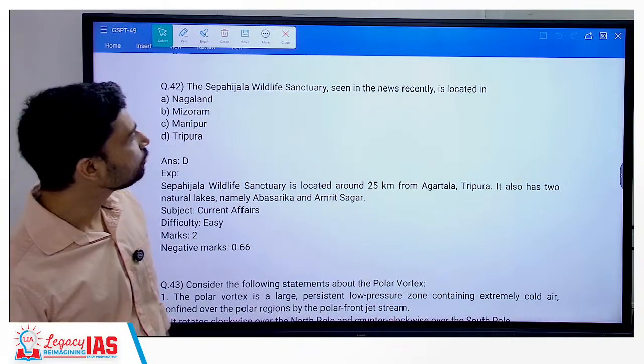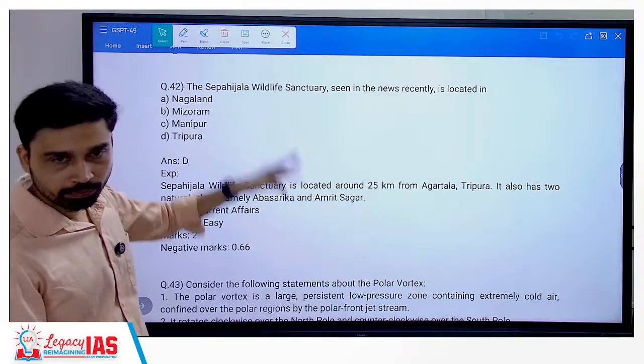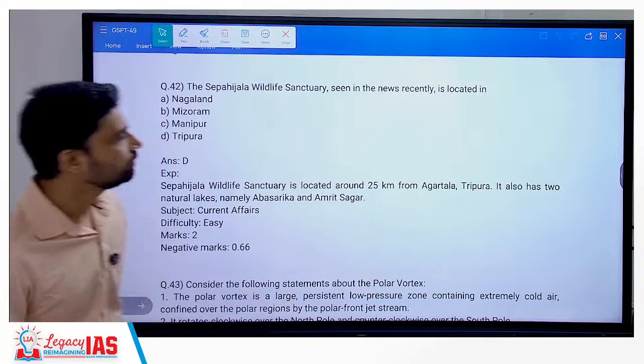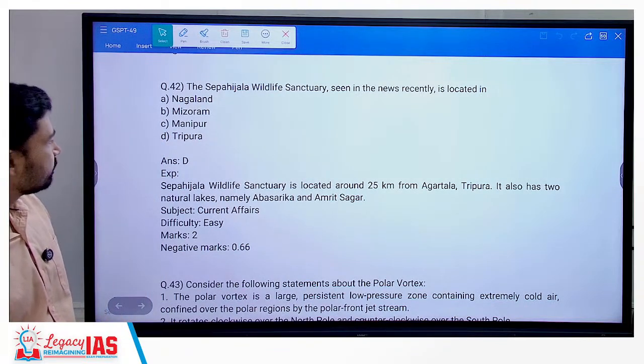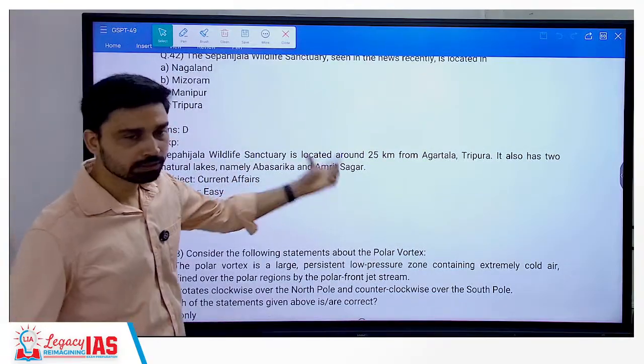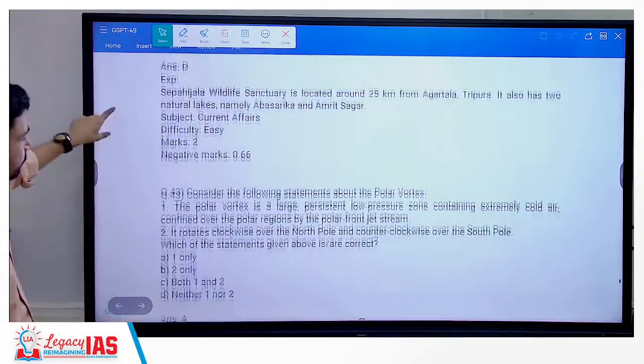Sepahijala Wildlife Sanctuary was where? Tripura. Okay, Agartala is the capital, I think. Around Agartala, you have the Sepahijala Wildlife Sanctuary. Two lakes you also have here, Abasarika Lake and Amrit Sagar Lake in the same sanctuary.